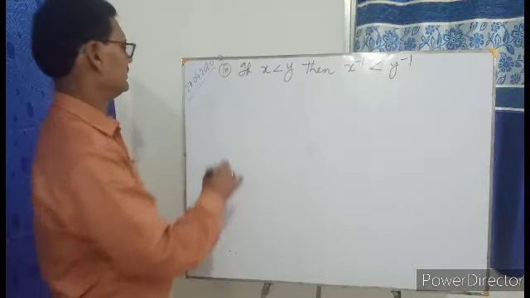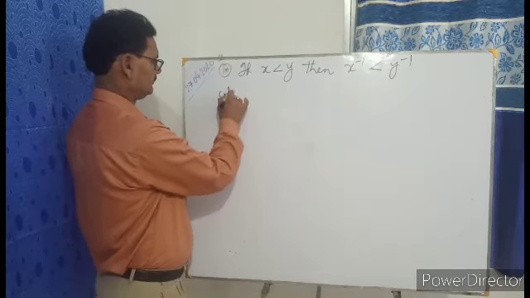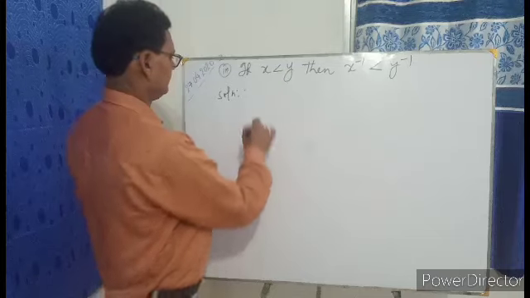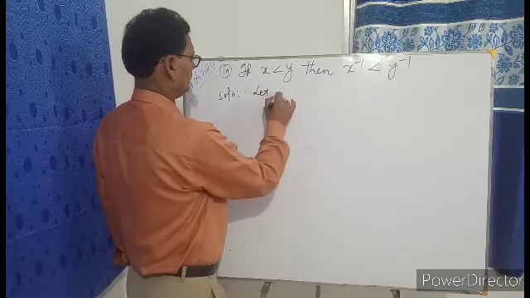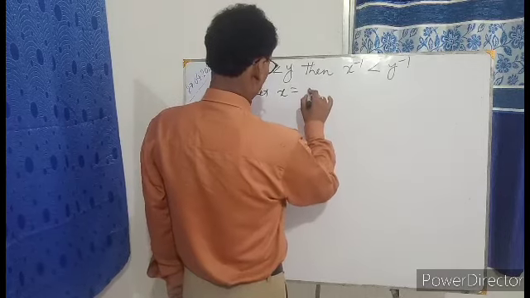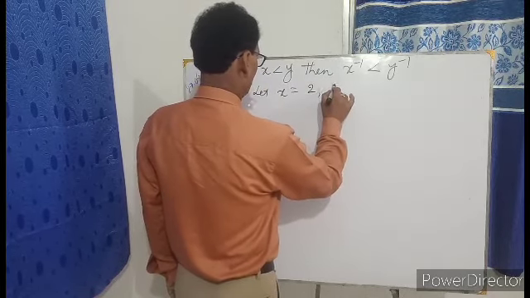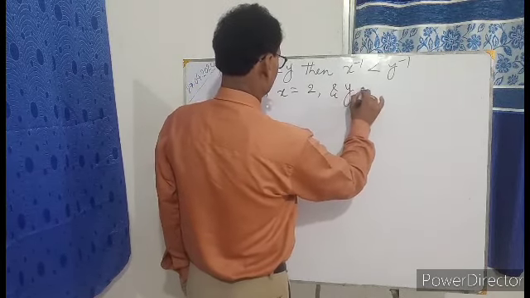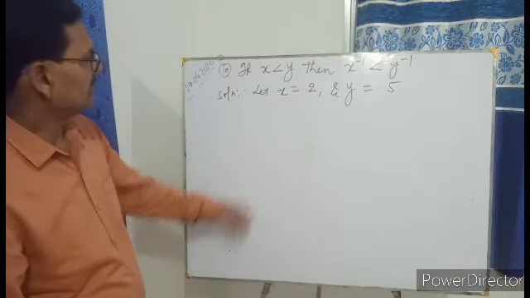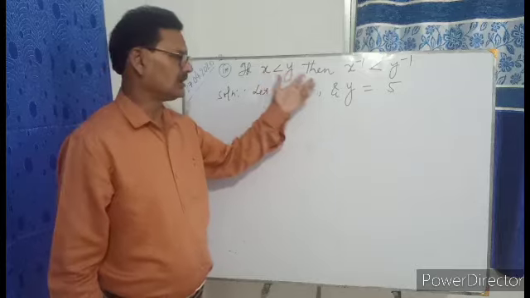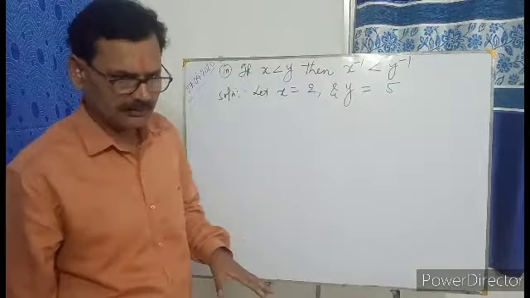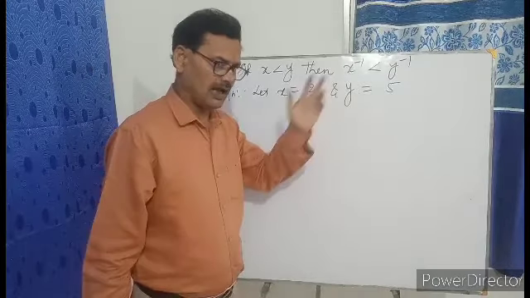See this statement. X is less than y. Let x is equal to 2 and y is equal to 5. So what do you observe? X is equal to 2 and y is equal to 5. So here x is less than y. Any problem? X is less than y.